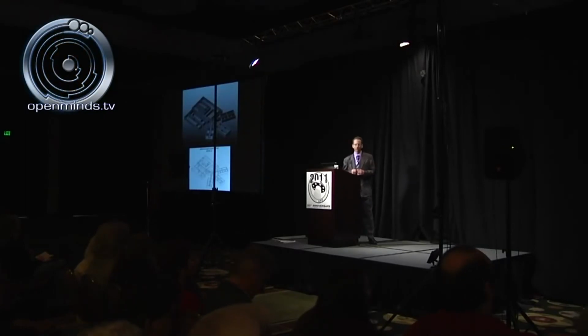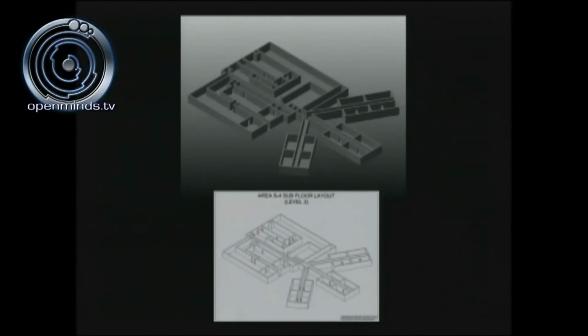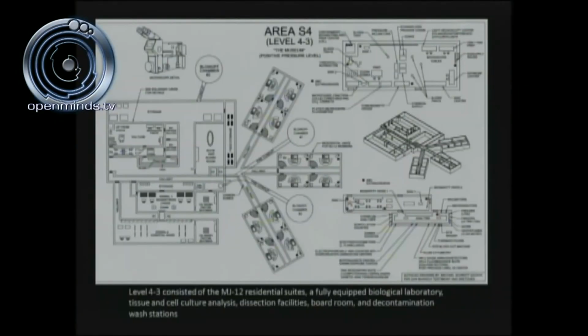Level S4, level 3. We're moving on to level 3. This is the SolidWorks rendering. Below, we have the AutoCAD rendering. Now, there are at least 3 primary areas to 4-3. You'll notice that there are 3 distinct segments here. Each has 4 residential suites. Ladies and gentlemen, this is the Majestic 12 residential suites. That's where they stay when they get to S4.